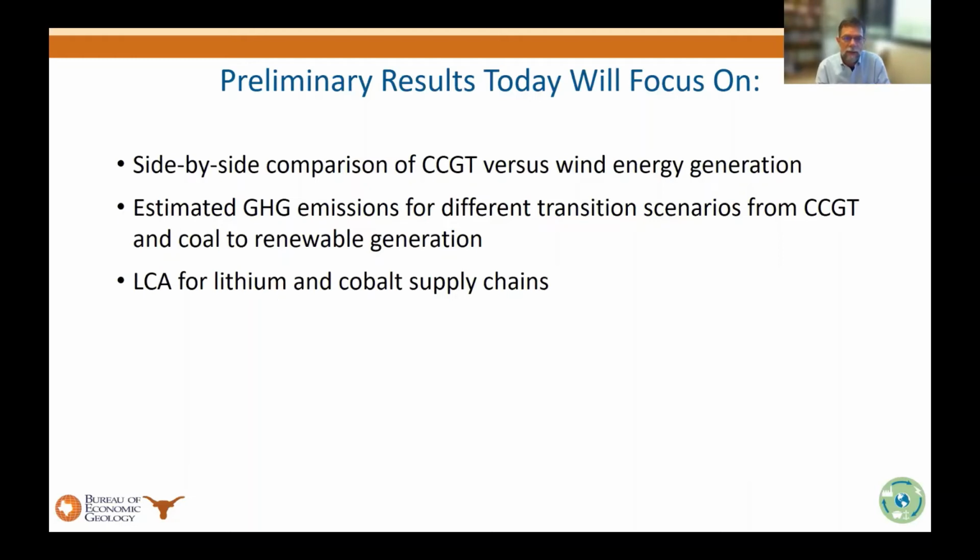We're going to look at estimated GHG emissions for different transition scenarios. In other words, if we're going to transition from gas and coal to renewables, what does that mean given the speed of the transition, if we're looking at 30 years, if we're looking at 20 years, and so on. We'll talk about that because that matters a lot as we're front loading the environmental impacts on the renewable side from the construction. And then finally, we've done LCA for lithium and cobalt supply chains.